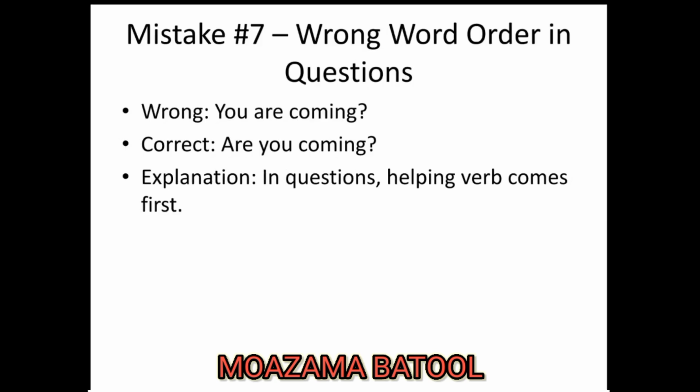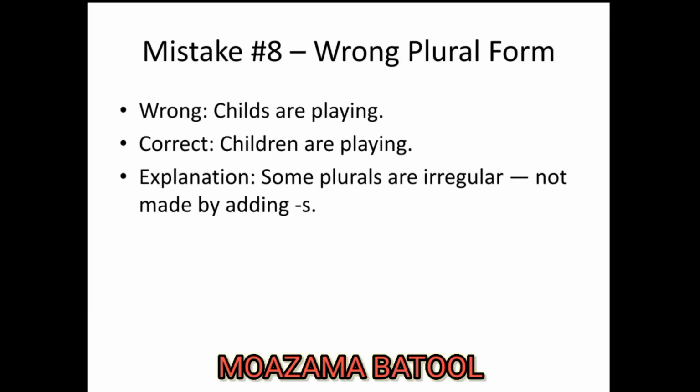Mistake number 7, wrong word order in questions. If we write a question in the wrong order, it will probably not convey the complete meaning of the question. For example, the sentence "you are coming" does not sound like a question. So the correct one is, "are you coming?" This is the correct way to ask a question. In questions, the helping verb usually comes first. So that's why the helping verb, are or something else, will be written at the start of the question.